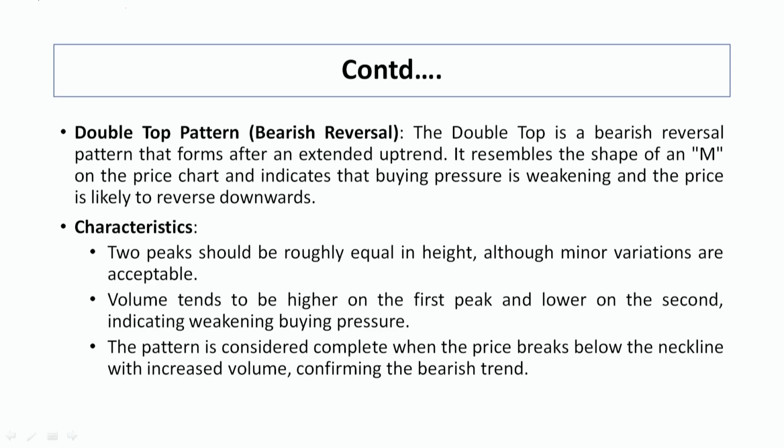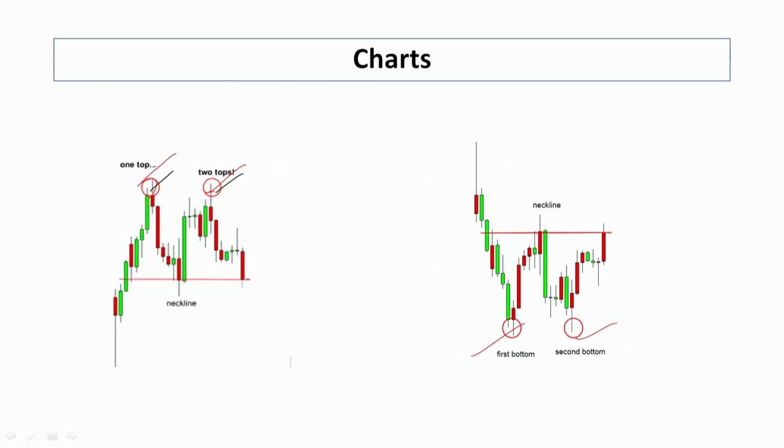So, characteristics: the two peaks should be roughly equal in height, although minor variations are acceptable. That means the peaks should be equal, with minor variation, as in the case of double bottom also. Minor variation is acceptable, but a prevalent double top should be visible and on the basis of that the decision can be taken.